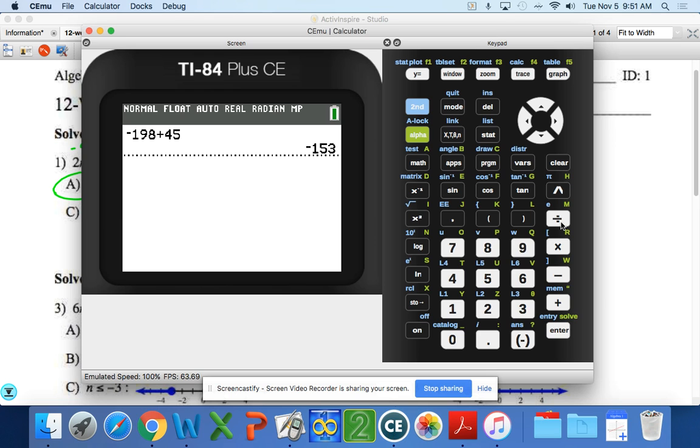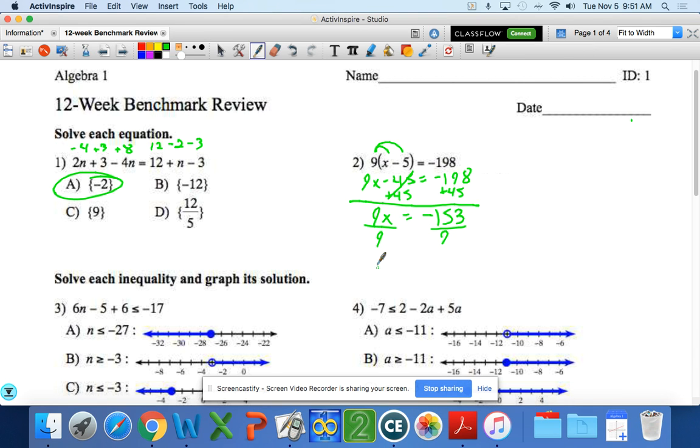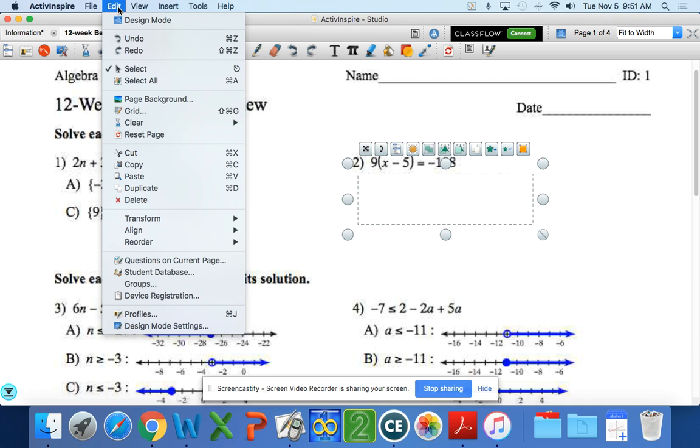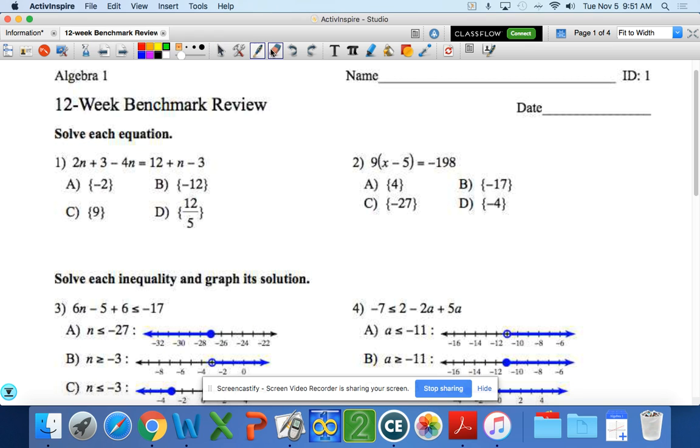Probably a negative 16, 17, okay? We get that x equals negative 17. You can plug it in and test it out, but I trust the math. We can clear this out. We're looking for a negative 17 as our answer. And there we have it, negative 17.